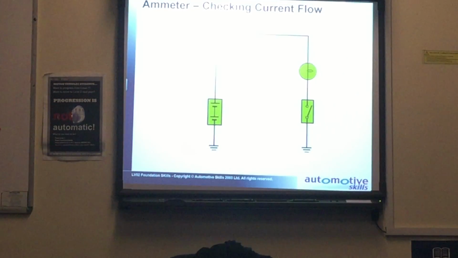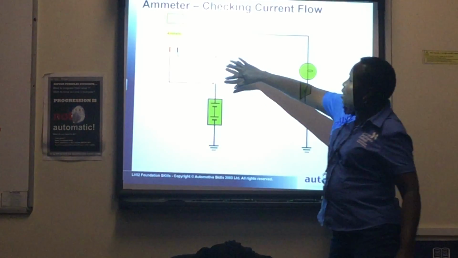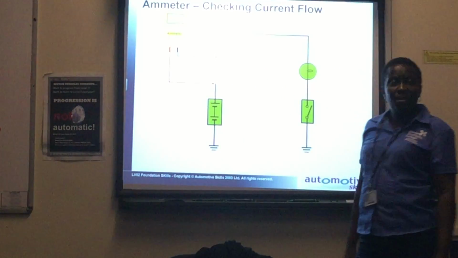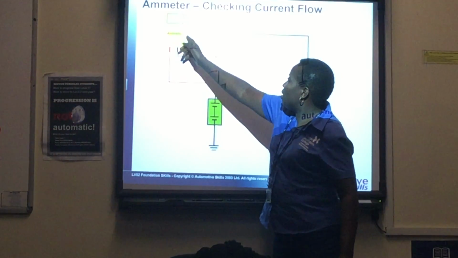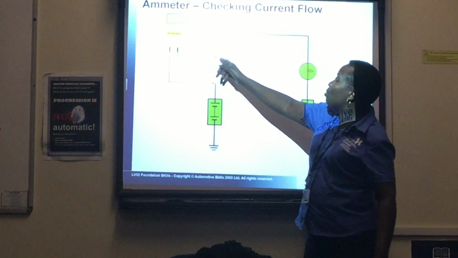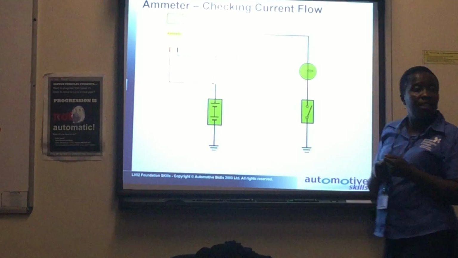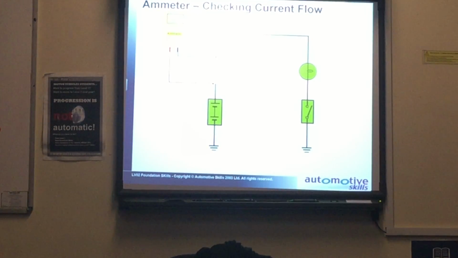So to measure current now, simple circuit, you measure it in series. Break the wire, then you measure. This is the positive where the current flows through there, completes the circuit through there, then you can get a reading. That is measuring current.